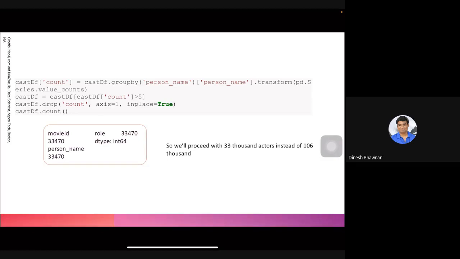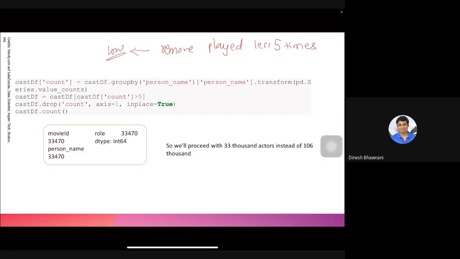So one way to do it is to remove those who played less than 5 times, because the probability that people who don't even show up 5 times in the entire data set would make a helpful recommendation is very, very low.